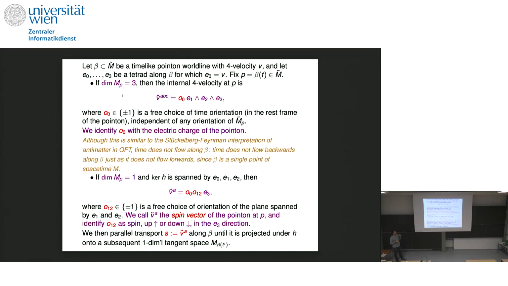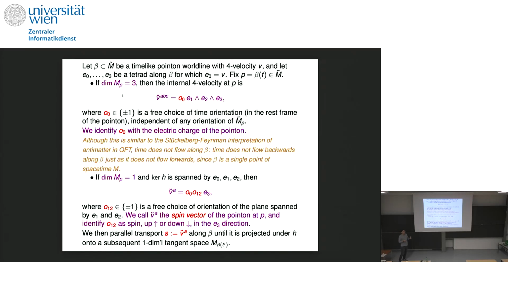Okay, so let beta be a time-like pointon worldline with four velocity v, and let E0 through E3 be a tetrad along beta for which E0 is equal to v, and fix a point P along this worldline. If the dimension of the internal tangent space at P is 3, then the internal four velocity at P is a free choice of time orientation, O0, times E1 wedge E2 wedge E3, in the rest frame of the pointon. And we identify this time-like orientation with the electric charge of the pointon.